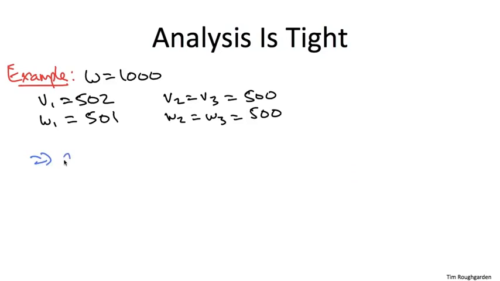Step 3 of the algorithm considers the max value item in isolation. That again is item 1. For this reason, the greedy algorithm will output the solution, which is just item 1 for a value of 502.